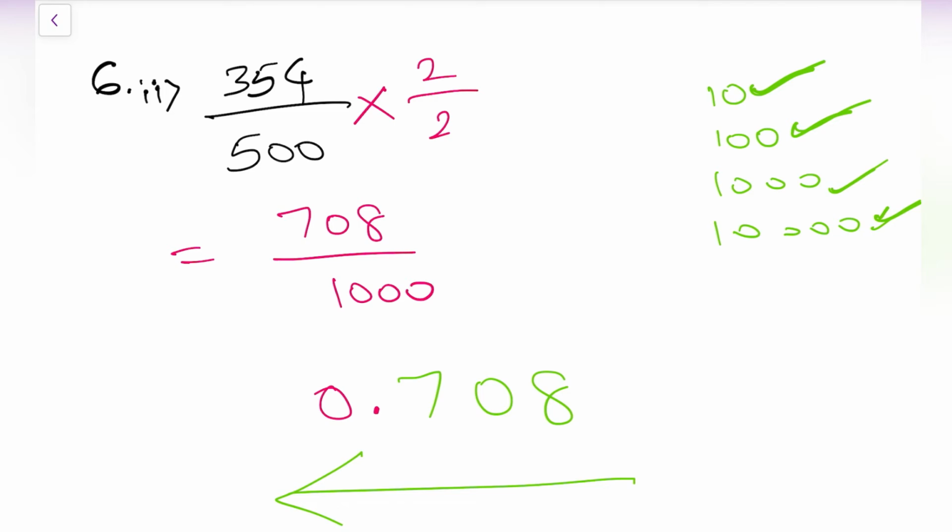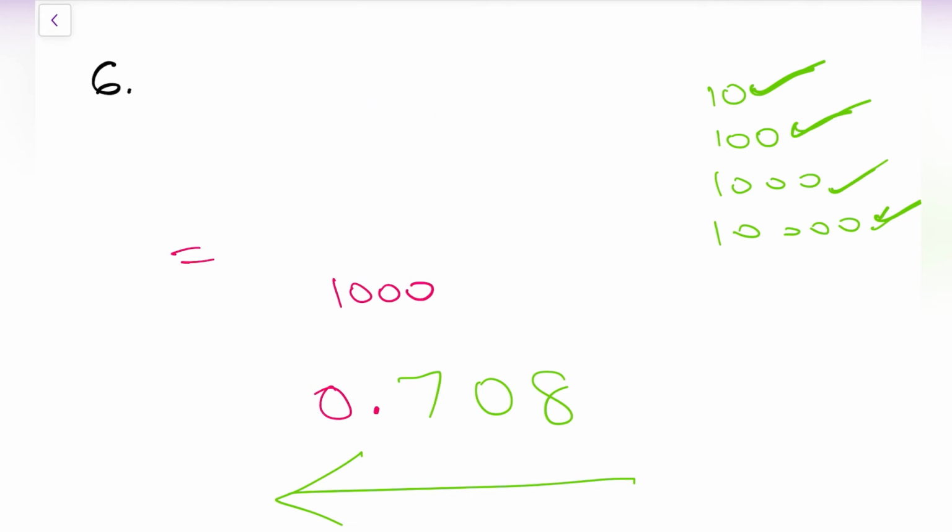Next, third question, we have 2 by 5. 2 divided by 5. Now here also same logic I am going to apply. In 5 table 10 will come? Of course it will come. But where it will come? 5 twos. So multiply and divide by 2.